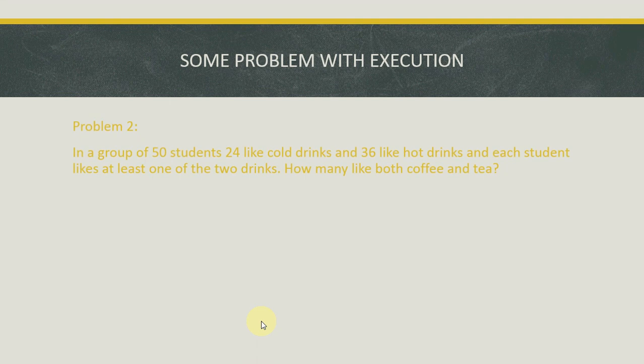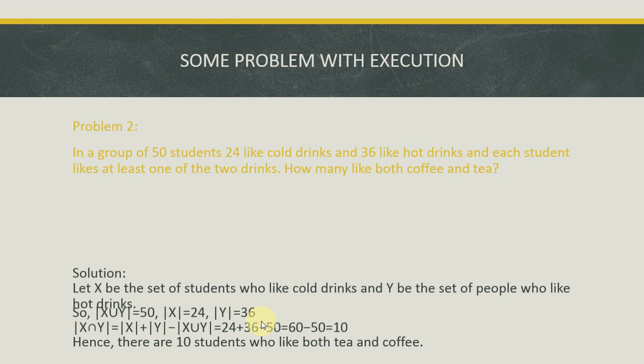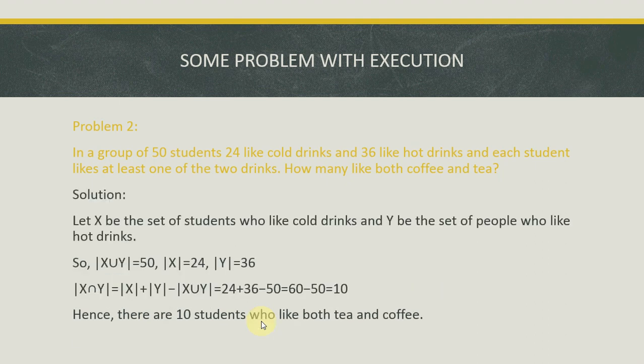On problem 2, in a group of 50 students, 24 like cold drinks and 36 like hot drinks, and each student likes at least one of the two drinks. How many like both coffee and tea? Solution: let X be the set of students who like cold drinks and Y be the set of students who like hot drinks. So X union Y equals 50, set X equals 24, set Y equals 36. If I apply this equation, the result will be 10. Hence, there are 10 students who like both tea and coffee.